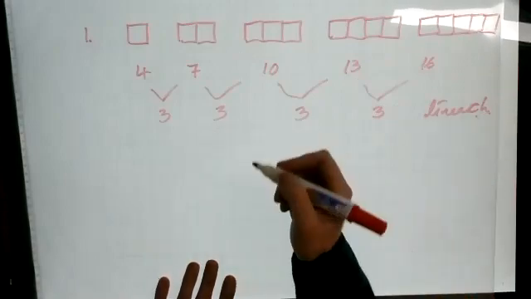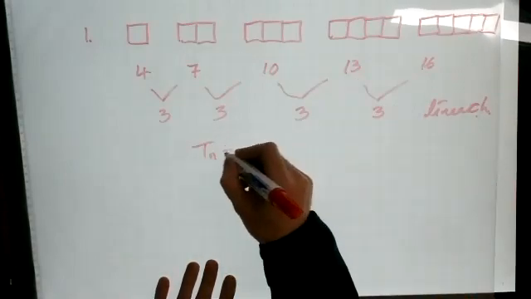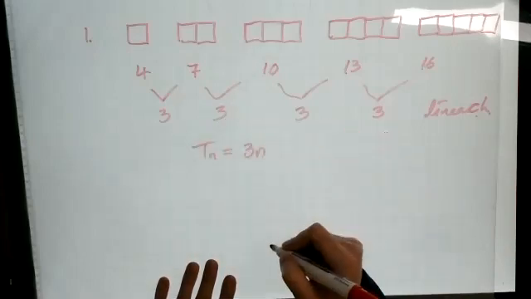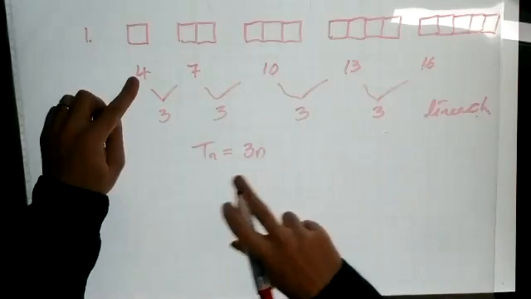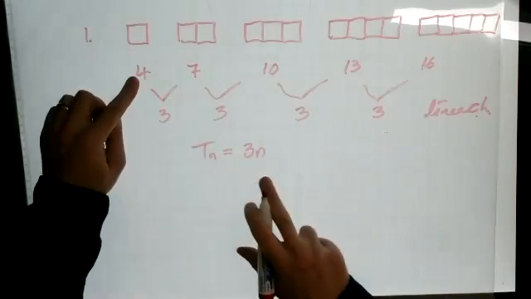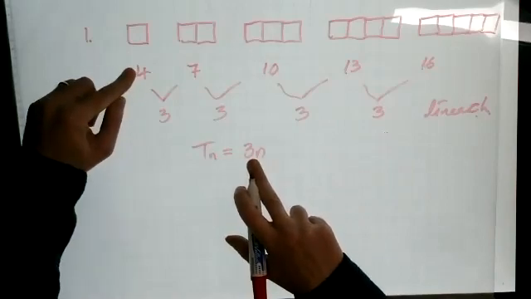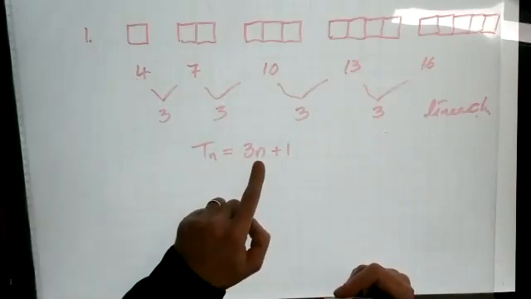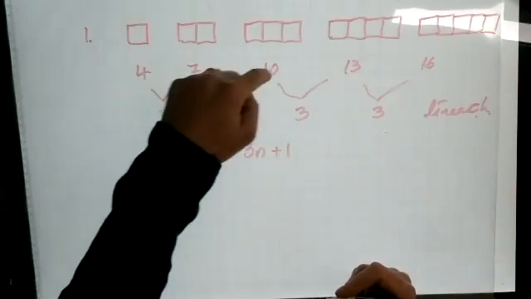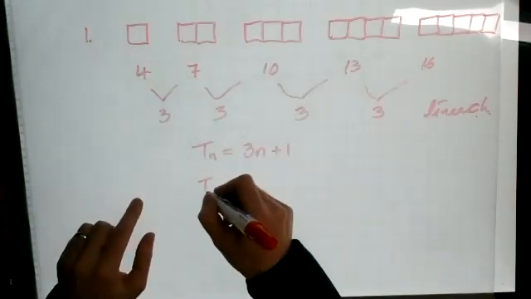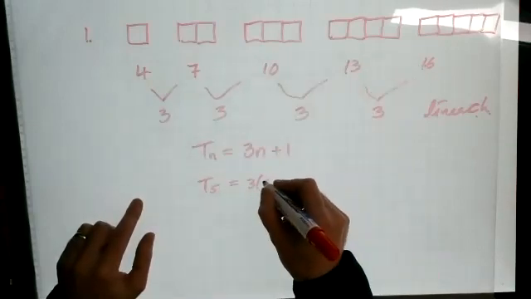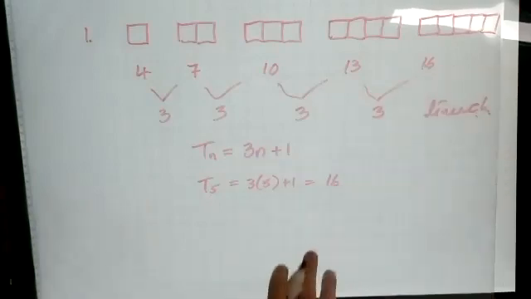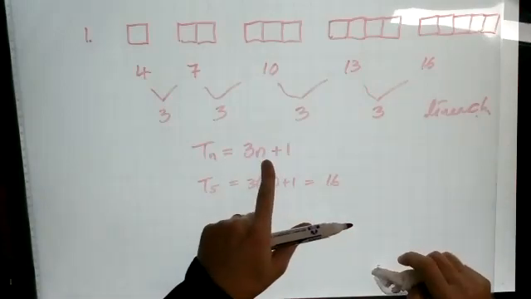So therefore the formula: Tn equals 3n, because 3 is the common difference, plus something. We check the first term: 3 times 1 is 3, to get 4 we add 1. So Tn equals 3n plus 1. We can check with T5.